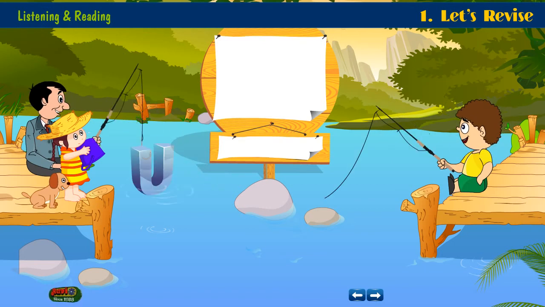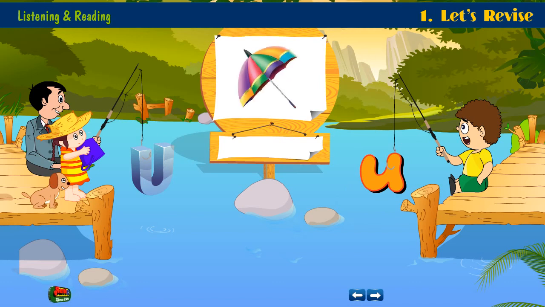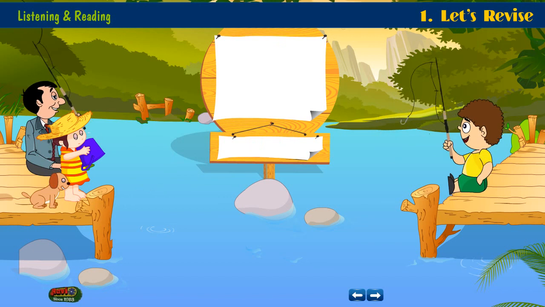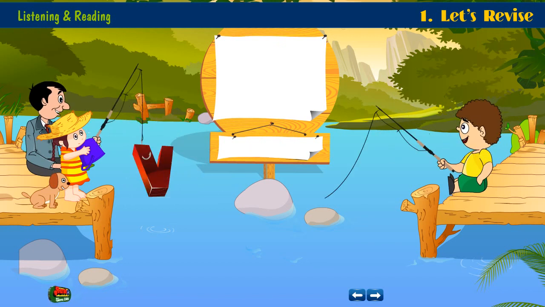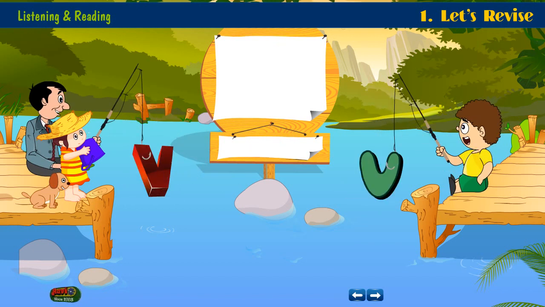Capital letter U, small letter U. U for umbrella. Capital letter V, small letter V. V for violin.